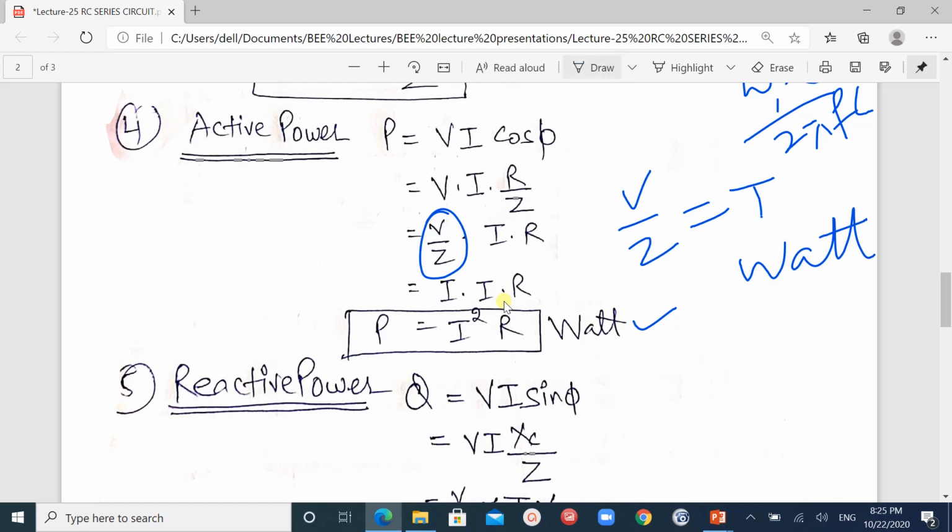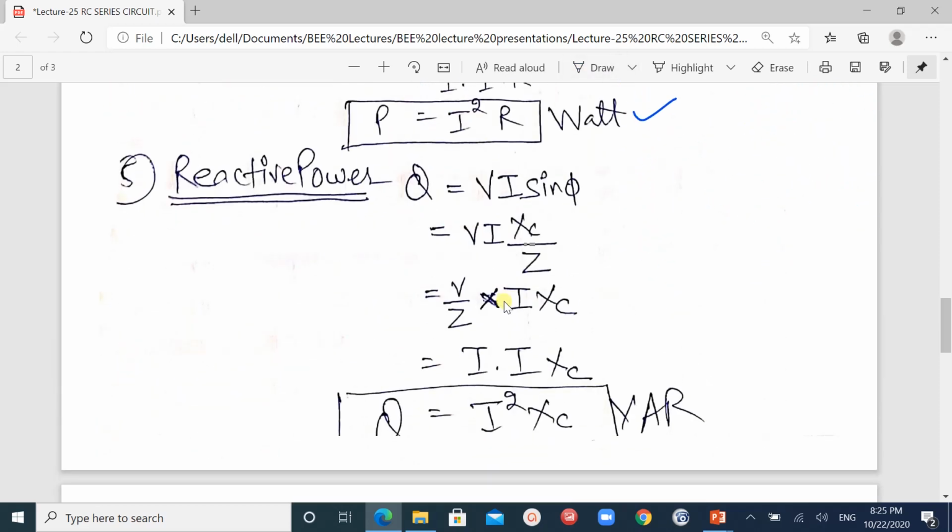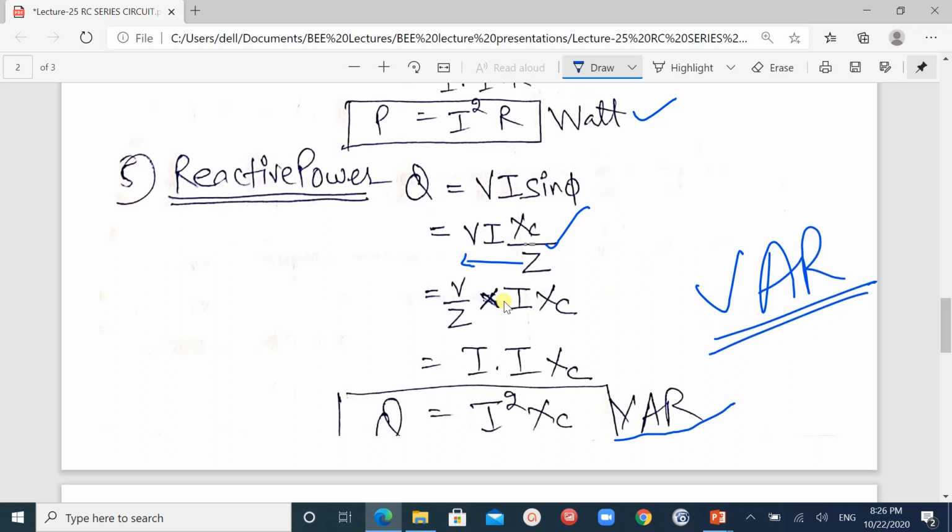Then next is reactive power. It is Q is equal to VI sin phi, and we put the value of sin phi, which is XC upon Z. So V upon Z into I into XC, we will get Q is equal to I square XC, and the unit is volt ampere reactive, VAR. I have discussed this in the previous lecture. Please refer to that lecture also.